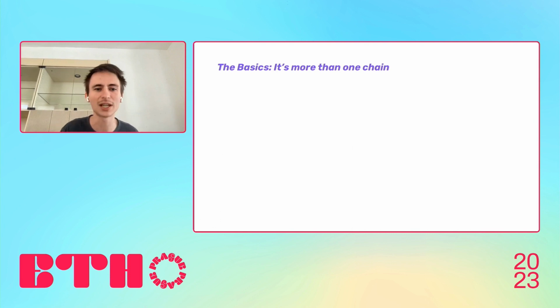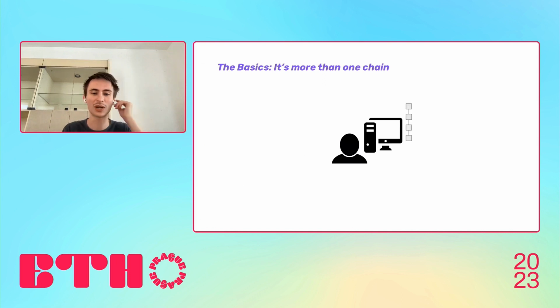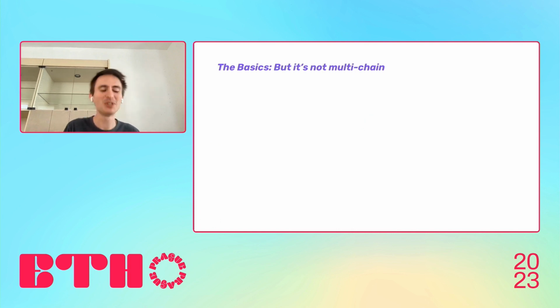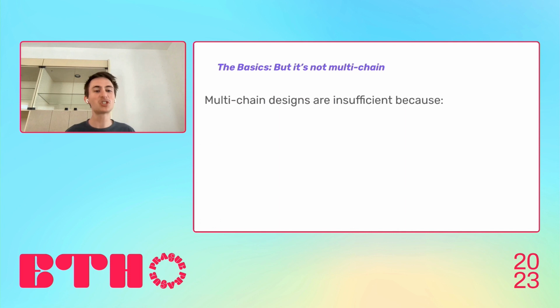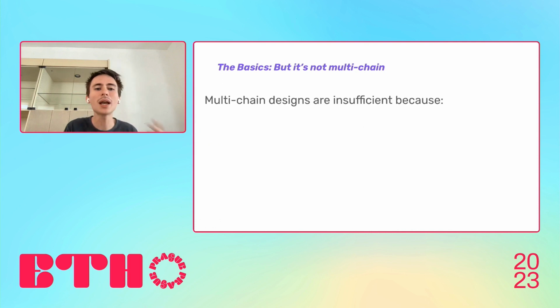I've been talking about it for a long time. It's more than one chain. Scaling to support the internet requires a lot more than one chain. Why is that? Well, pretty simple. If you have a node and you try to increase the block size, eventually the node is going to explode and become a black hole, if you make it big enough. So it's obviously more than one chain, but it's not a multi-chain design.